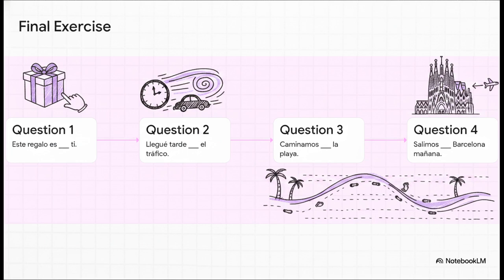Okay, let's look at them together. Number 1, este regalo es blank ti. Well, it's a gift going to a recipient, so it's para ti. Number 2, llegué tarde blank el tráfico. Traffic is the past cause of you being late, so it's por el tráfico. Number 3, caminamos blank la playa. You're moving along a route, so for sure, it's por la playa. And number 4, salimos blank Barcelona mañana. Barcelona is your final destination, so it's para Barcelona.